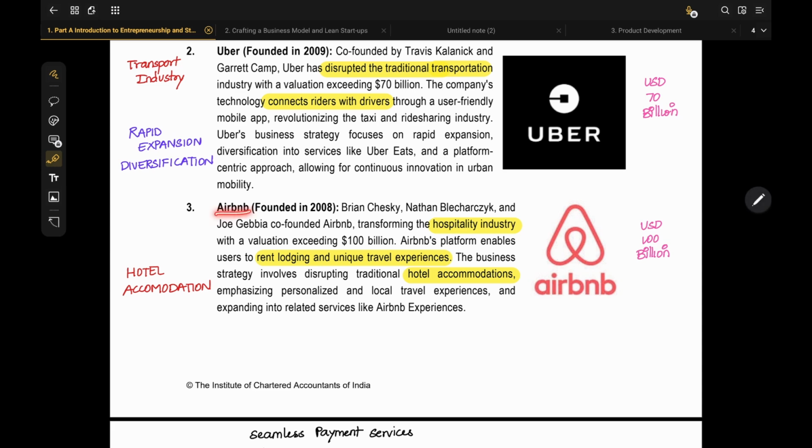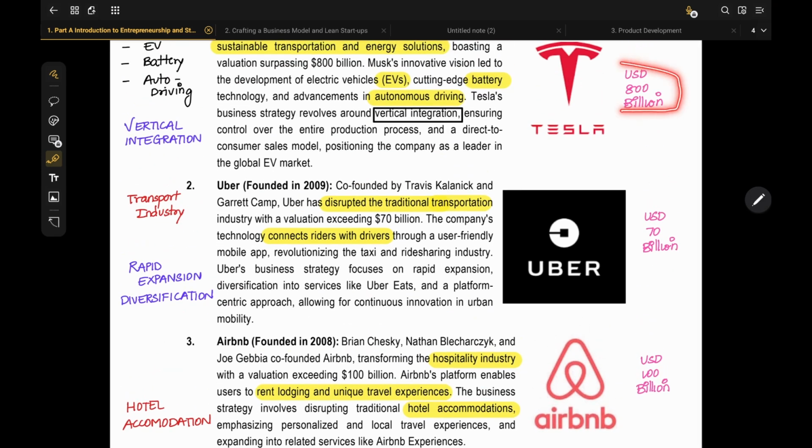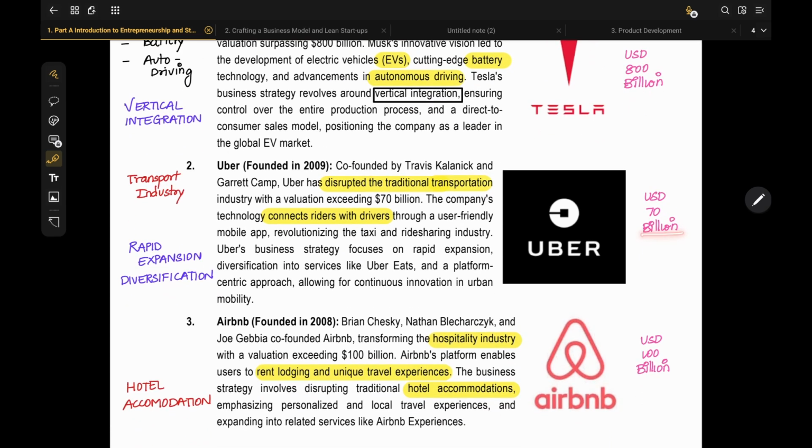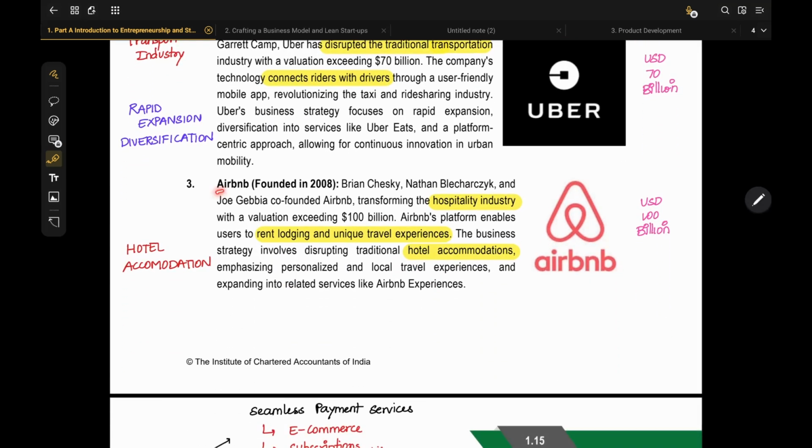The next thing is Airbnb. And one more thing I forgot to tell. Here I have given the valuation. What is the valuation of the Tesla company? What is the valuation of Uber? I have given in US dollars. This is given in this paragraph. You may just look at a glance of it. You need not mug it up, but you can just see a glance. If they ask in question, you can answer it.